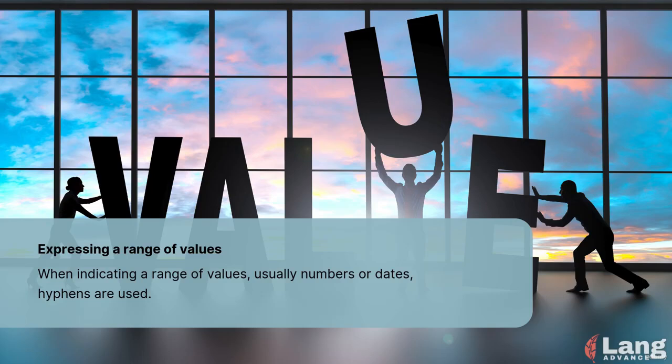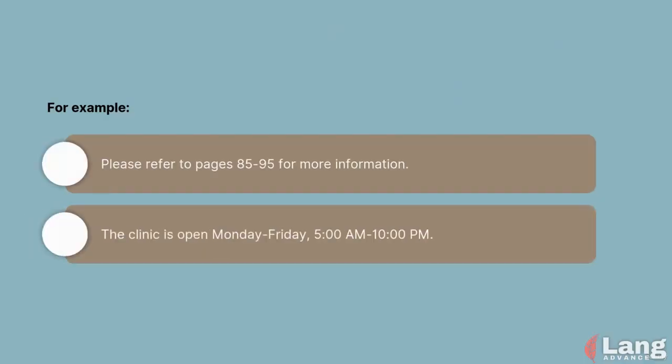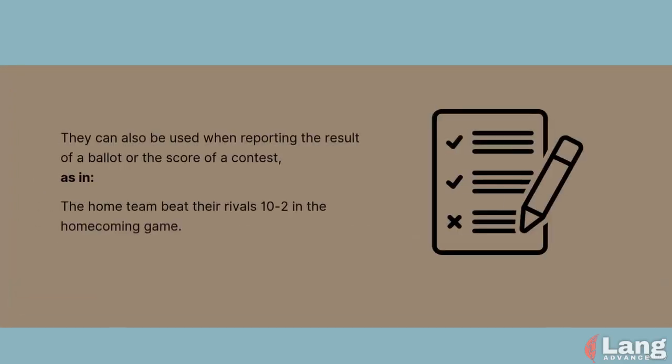Expressing a range of values. When indicating a range of values, usually numbers or dates, hyphens are used. For example, please refer to page 85-95 for more information. The clinic is open Monday to Friday, 5 a.m. to 10 p.m. They can also be used when reporting the result of a ballot or the score of a contest, as in, the home team beat their rivals 10-2 in the homecoming game.